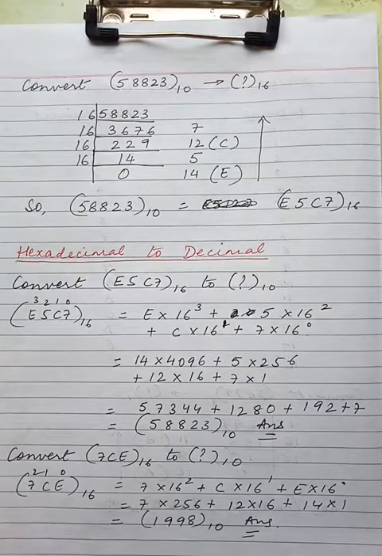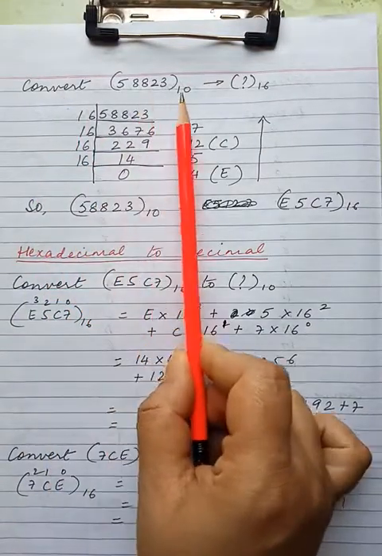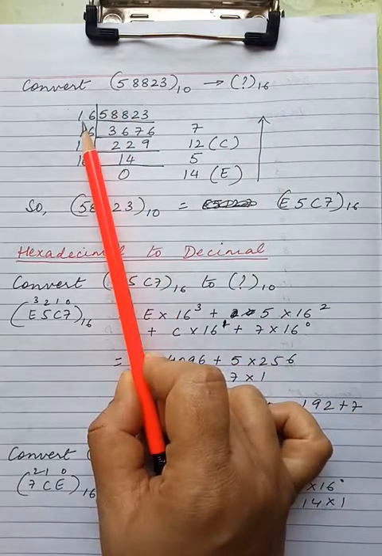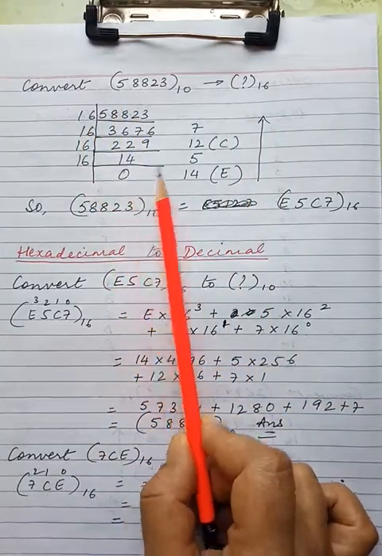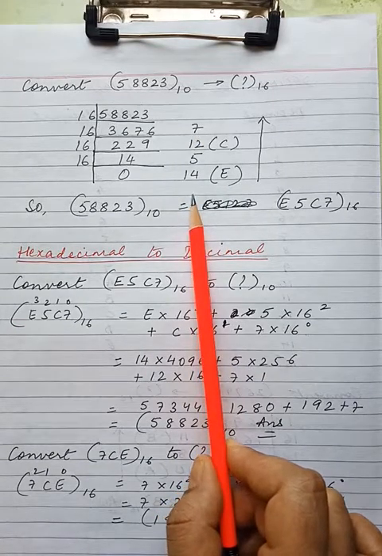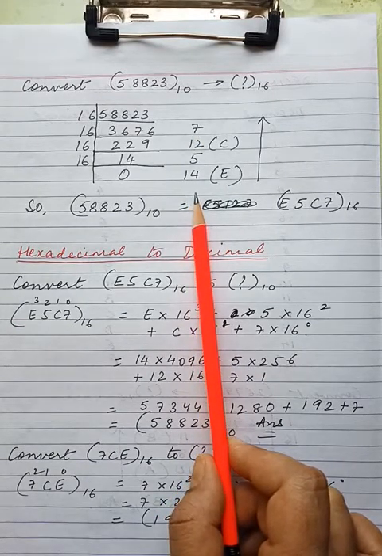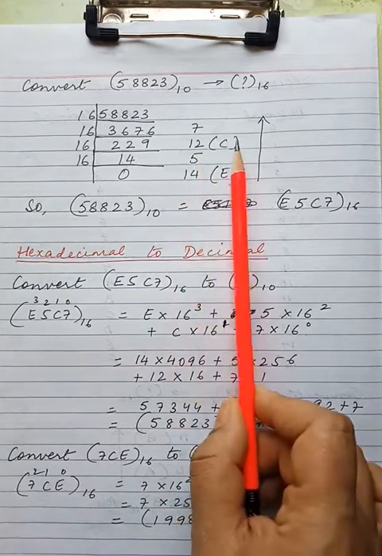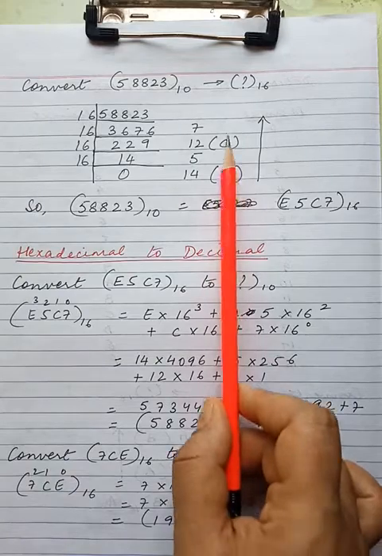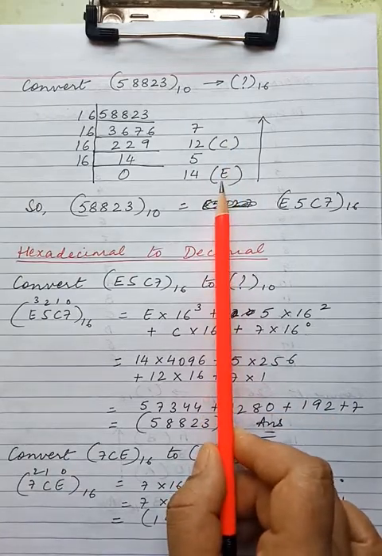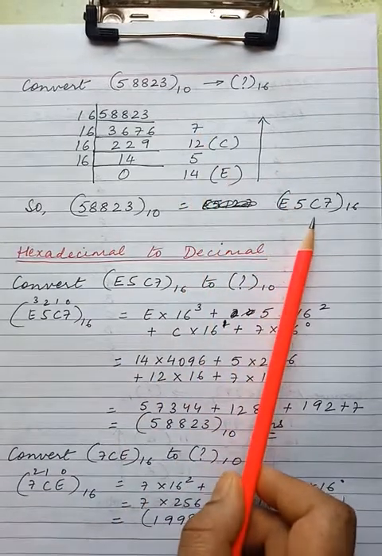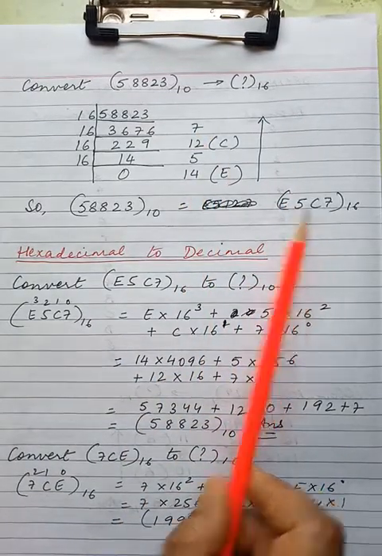Let us take another example here. Convert 58823 base 10 to base 16. Same procedure, you have to divide it by 16 till you get the quotient 0, and the remainder values are written here. If the remainder values are from 0 to 9, they are written as they are. If they are from 10 to 15, they will be converted to a character of hexadecimal from A to F. So 58823 will be written as E5C7. This is the corresponding hexadecimal value.